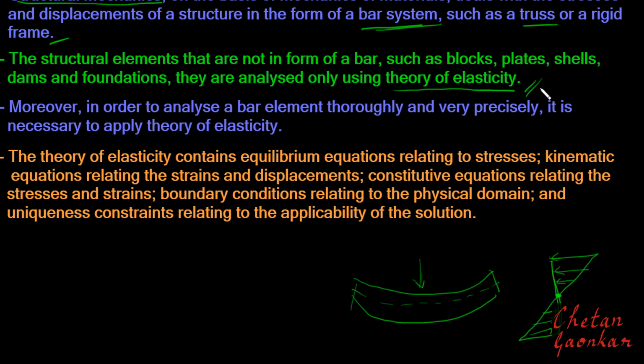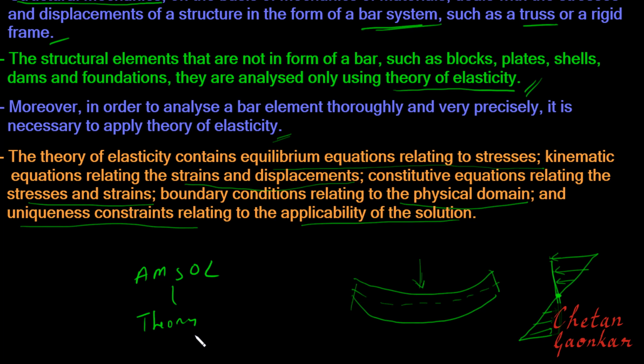And as I had told you all, in order to analyze the bar element thoroughly and very precisely, it is necessary to apply theory of elasticity or the advanced mechanics of solid approach. So basically what this subject, advanced mechanics of solid or theory of elasticity, contains is equilibrium equations relating stresses. Then it contains kinematic equations relating strains and displacement. Then it has constitutive equations relating stresses and strains, and then boundary conditions relating physical domains. And finally, it will have a uniqueness constraint relating the applicability of the solutions. So this is all we will be studying in this course, Advanced Mechanics of Solid, or Theory of Elasticity.